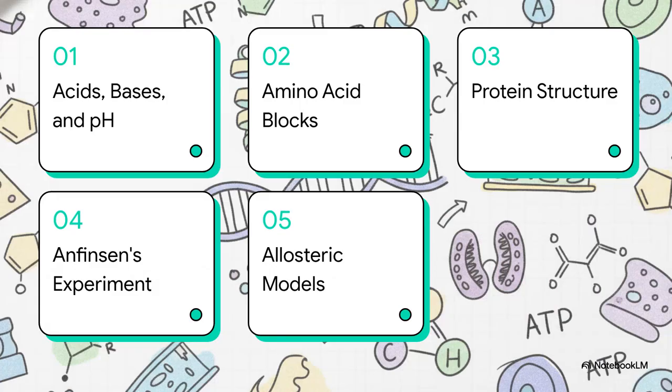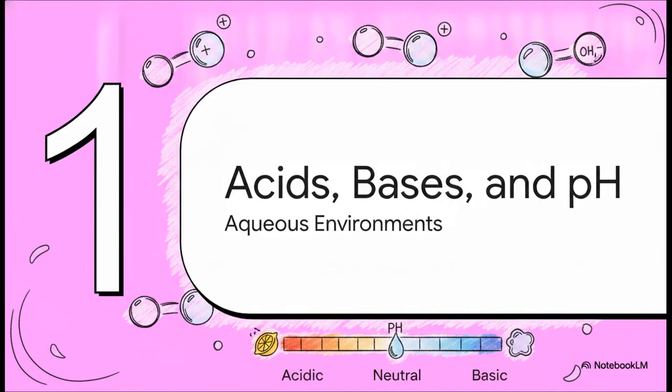Okay, let's just dive right into this outline. We'll be hitting 5 key sections today: acids, bases, and pH, then amino acid building blocks, protein structure and folding, Anfinsen's landmark experiment, and finally, allosteric protein models. Kicking things off with Section 1, acids, bases, and pH.